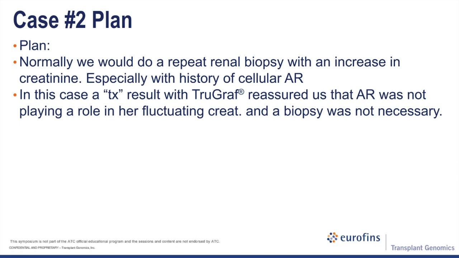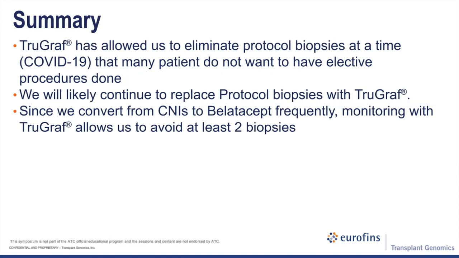In summary, TruGraf has allowed us to eliminate protocol biopsies at this time in the COVID era, and many patients do not want to have these elective procedures done. But we will likely continue to replace our protocol biopsies with TruGraf now that we've had more experience and feel comfortable with the results that we're getting. Since we also convert from calcineurin inhibitors to belatacept frequently, monitoring with TruGraf allows us to at least avoid two biopsies and also monitor some months after the conversion to make sure there's no episodes of acute rejection.